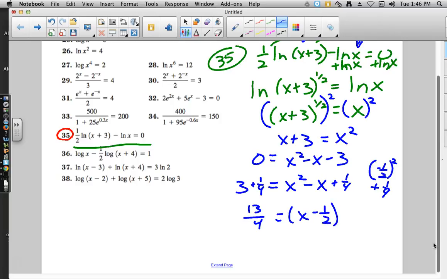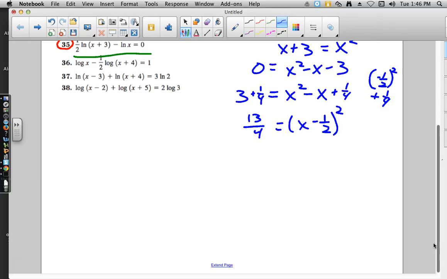And we now have a perfect square trinomial, so we will factor that as a binomial squared, x minus 1/2 squared. Then we would take the square root of both sides, which of course means we're introducing that plus or minus piece, and do a little simplifying. The square root of 13 is the square root of 13. It's not simplifiable, but the square root of 4 is 2. And then we would add 1/2 to both sides.